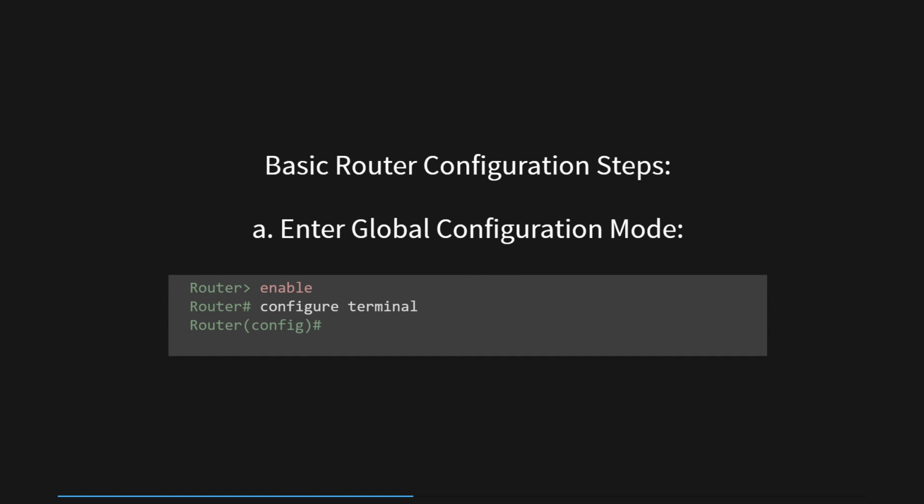Configuring a router involves several essential steps to ensure proper functionality and security. First, entering global configuration mode is necessary to start the configuration process, achieved by entering the enable command to elevate privileges, followed by configure terminal to access global configuration mode. In this mode, users can configure various aspects of the router.